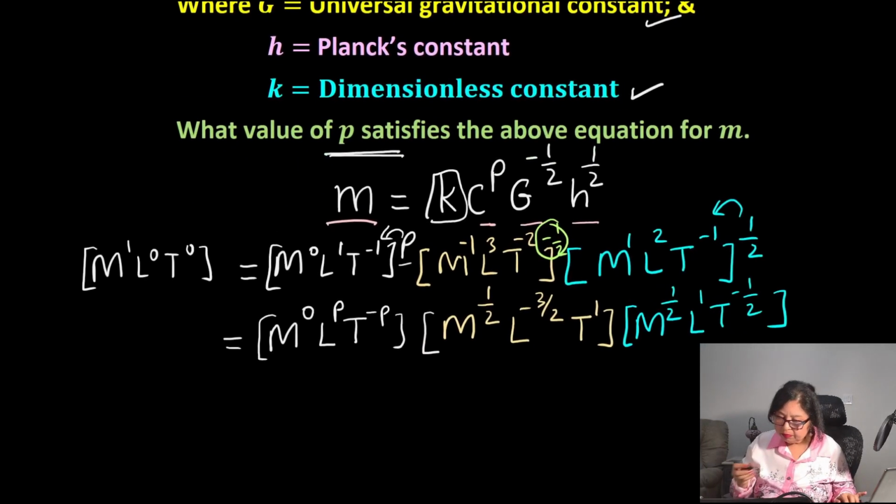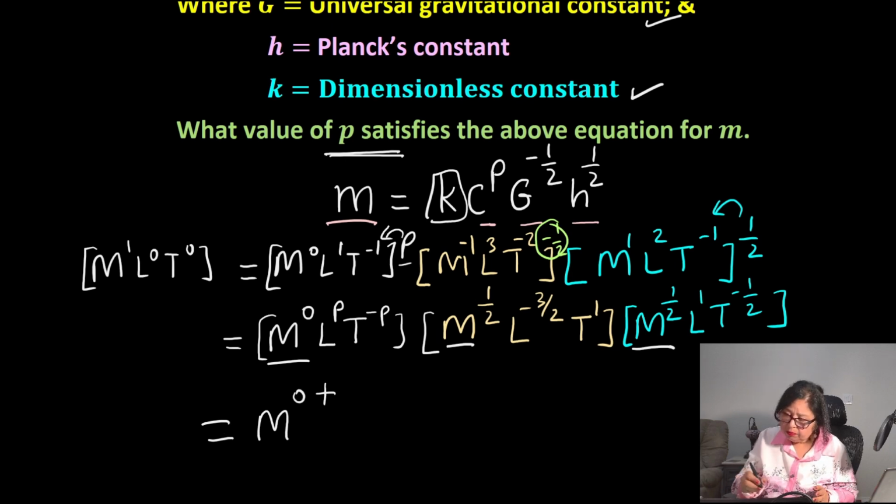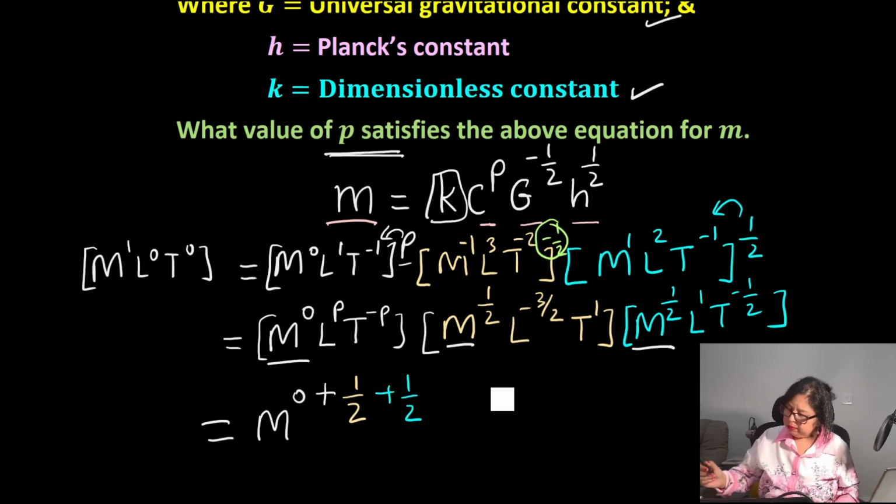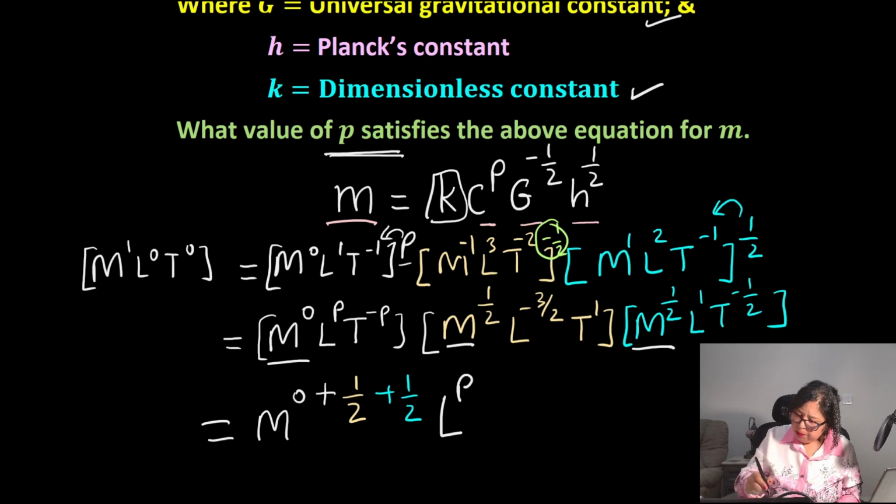Next, I'm going to combine the terms of these factors of m. So m to the power 0 plus 1 half plus 1 half. Then I have L to the power p minus 3 half plus 1.